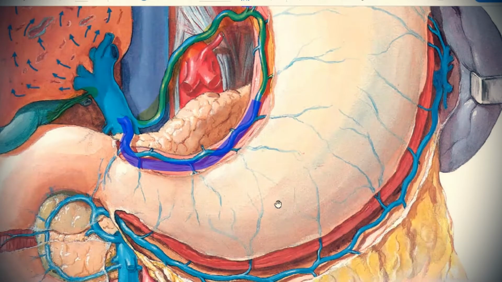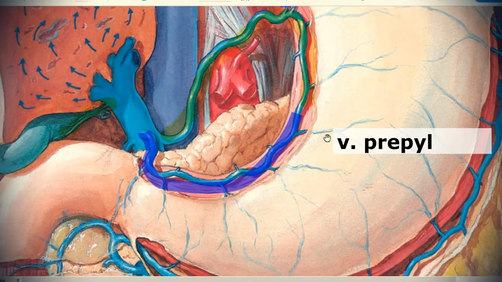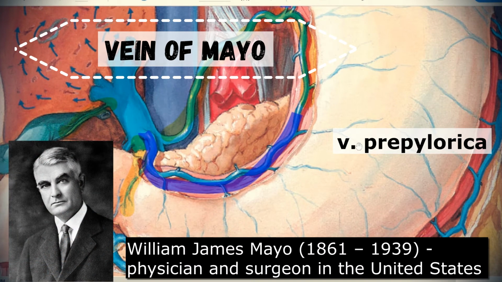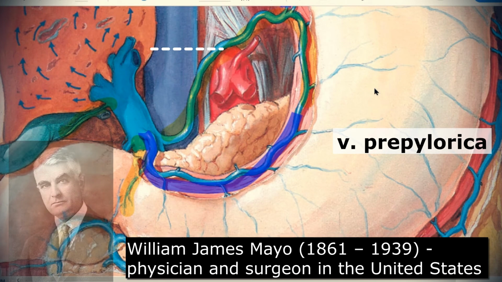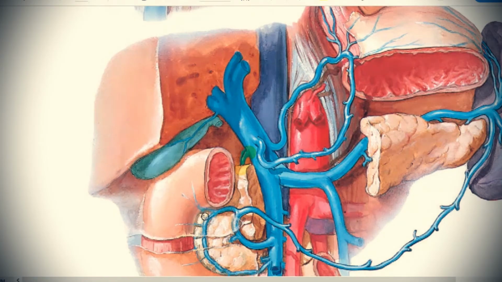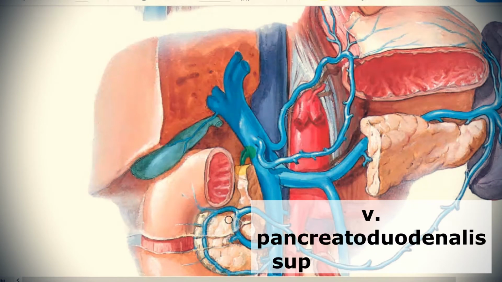Next, as a variant, this vein can drain into the right gastric vein or directly to vena porta. It's vena prepylorica. Prepyloric vein, here it is, or it has an eponymous name, vein of Mayo. You know, it was William Mayo, American surgeon. He opened his clinic in Minnesota, the most famous clinic in America. One more vein that drains blood from the head of pancreas and superior part of duodenum.